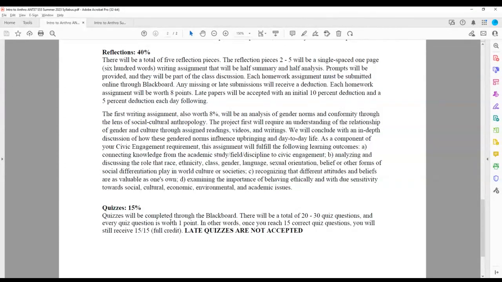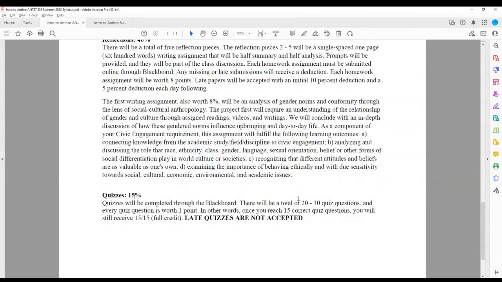Okay. Now, for the quizzes, there's going to be like a couple questions every week or so, and that'll total out to be like 20, 25 or so. And basically, as long as you get 15 correct, you're going to be getting full credit. Okay. So quizzes are 15 points or 15%. Quizzes will be completed through Blackboard. There will be a total of 20 to 30 quiz questions, and every quiz question is worth 1 point. In other words, once you reach 15 correct quiz questions, you still receive 15 out of 15, which is full credit.